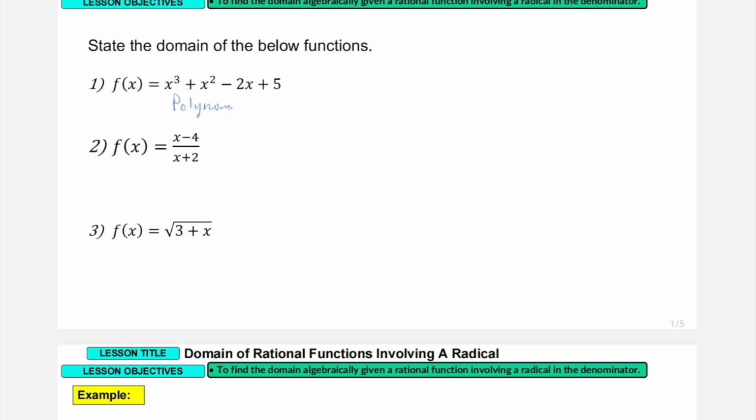and a polynomial function has a domain of all real numbers, which means it is defined everywhere, and we can write all real numbers as this R, representing the set of all real numbers, or negative infinity to positive infinity using interval notation. For a rational function, we need to consider all real numbers except the zeros of the denominator.